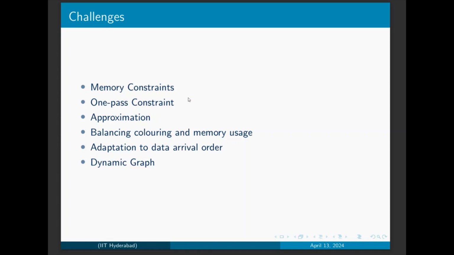Approximation: because of these limitations, algorithms find approximate solutions rather than optimal ones. So there is a trade-off between accuracy and efficiency, and algorithms are designed to work within the memory constraints. Then balancing the colors and the memory is another aspect crucial for the effectiveness of the solution. And data arrival order: the paper defines the data arrival order as adversarial, where the processing of data can affect the algorithm's decisions, and it must be adaptable to the arrival of the vertices and edges.